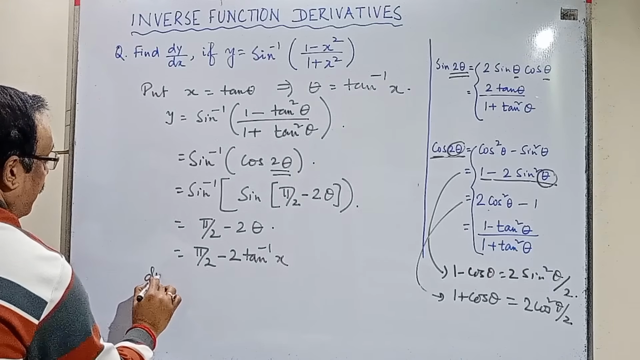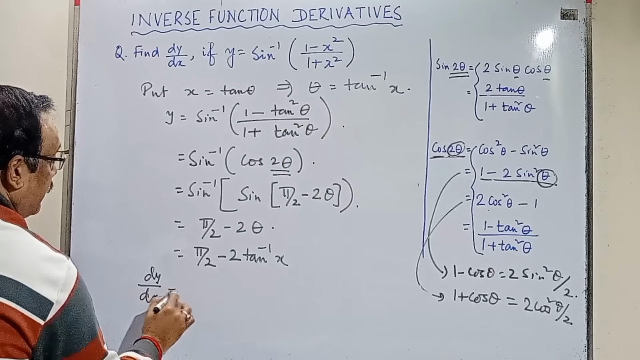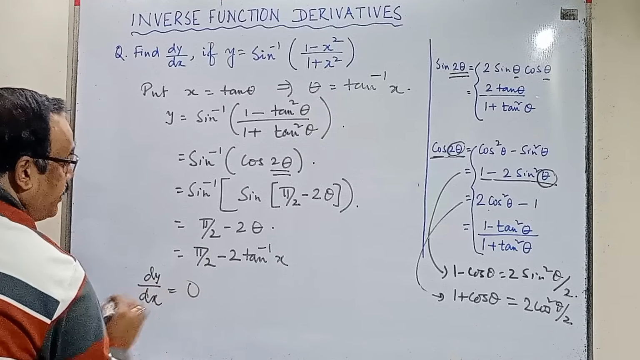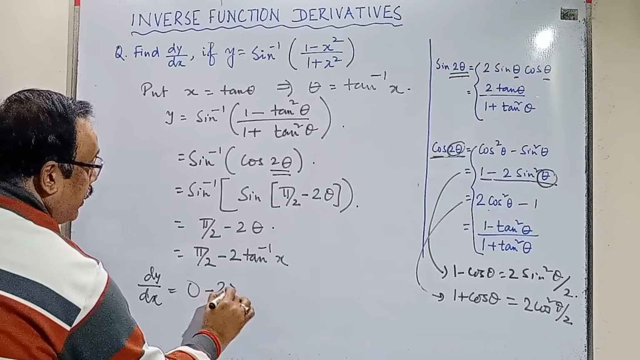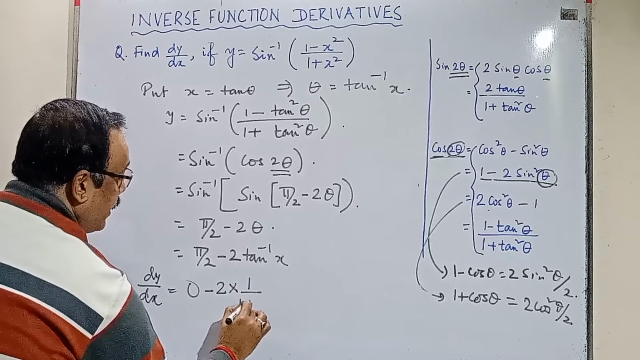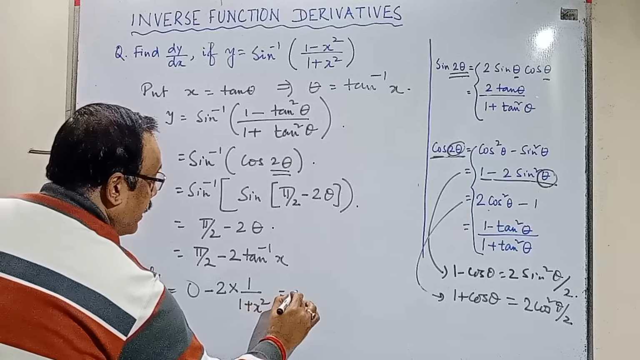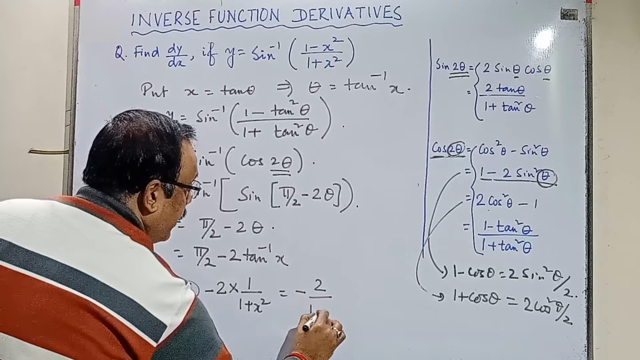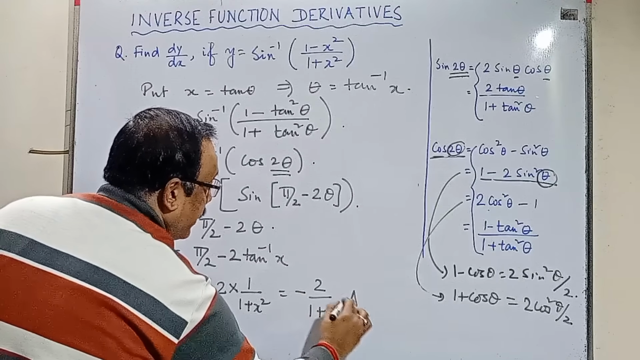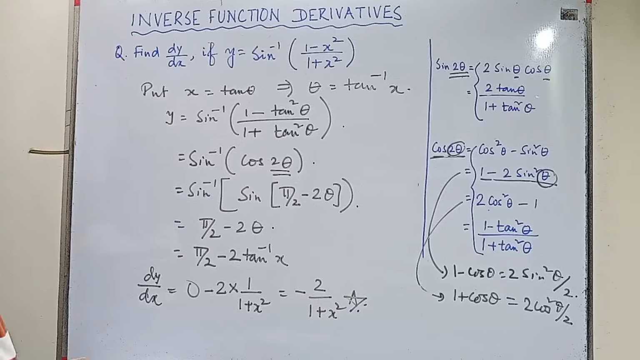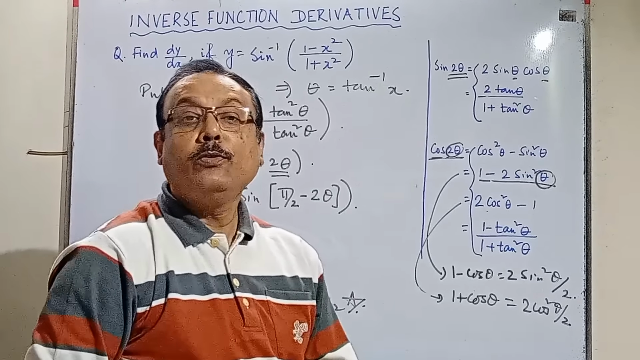Now if I do dy by dx, pi by 2 is a constant, so this will be 0, minus 2 into the derivative of tan inverse x, which is 1 by 1 plus x square. So the answer is minus 2 by 1 plus x square. That's the answer. Now I'll show you another sum.